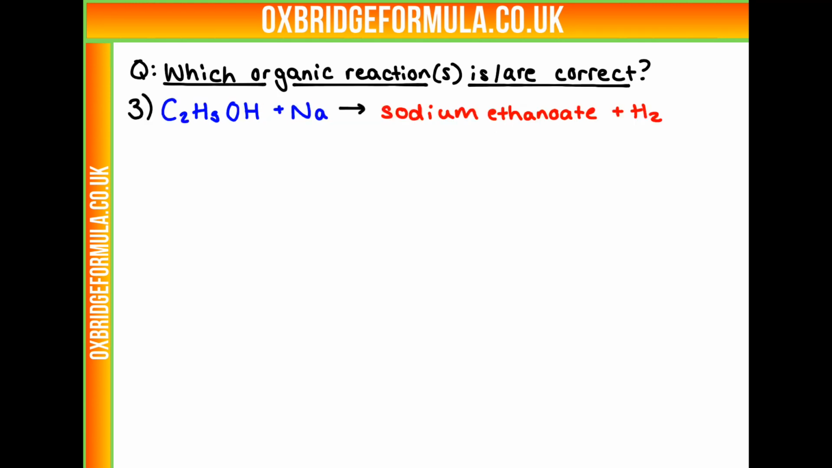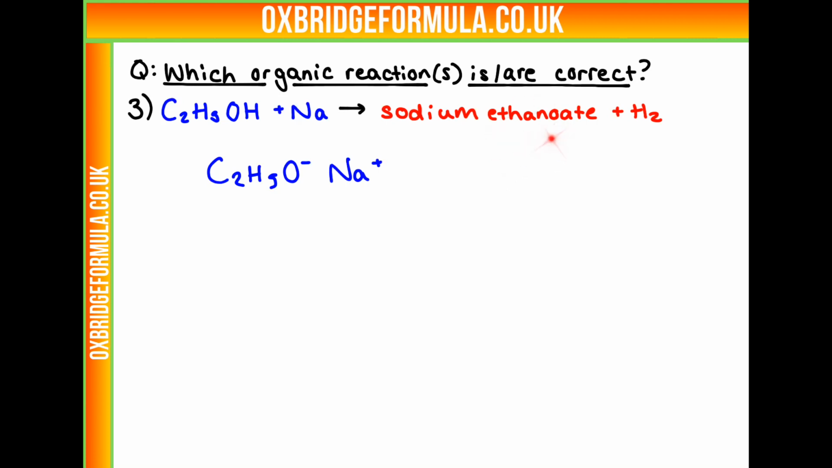In this final reaction, we have an alcohol here reacting with sodium to form sodium ethanoate and hydrogen. So how are these 2 going to react? What is going to be the product when we react these? Well, in this reaction, we're going to displace our hydrogen with our sodium and form this ionic compound. Now, is this sodium ethanoate?